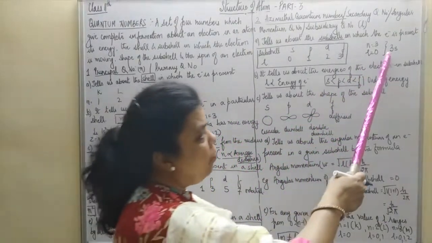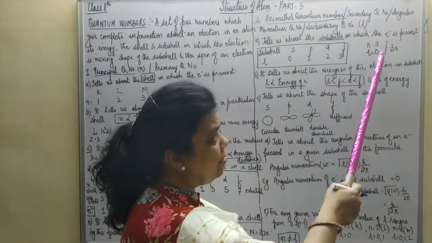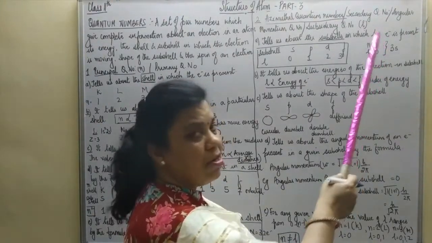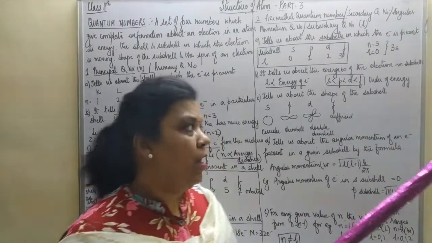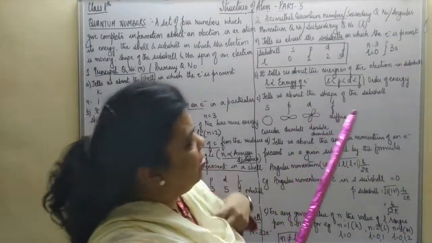That means the number of the shell in which the electron is present. So this refers to the S subshell of the third shell, which is the N shell. Next, it tells us about the energies of an electron in a subshell.